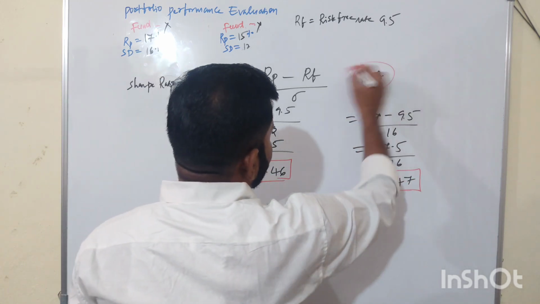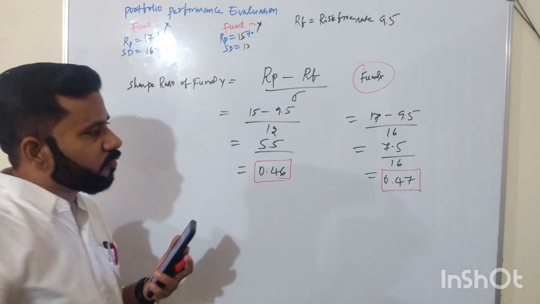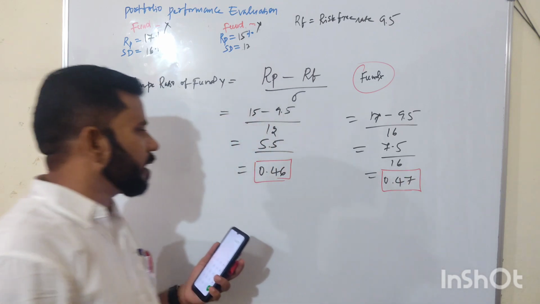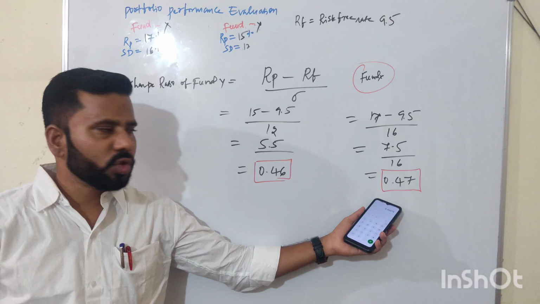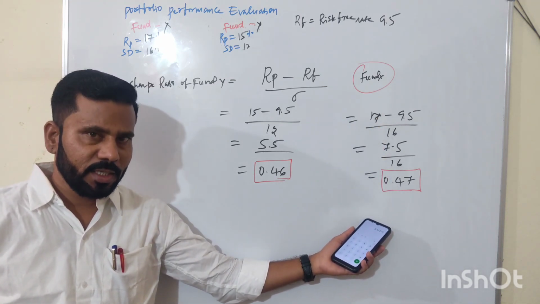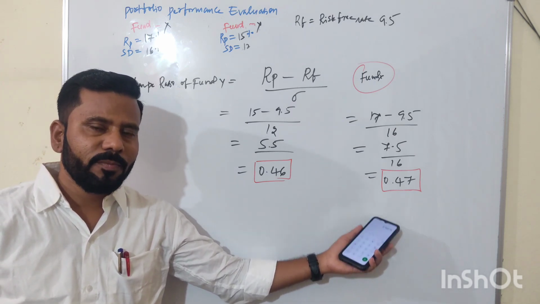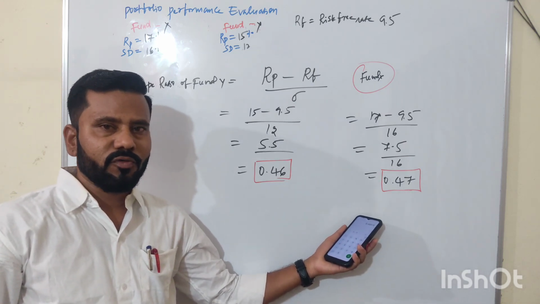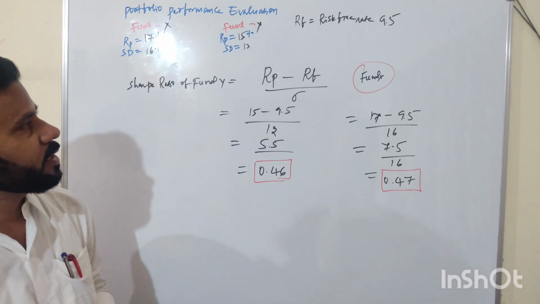For Fund X the answer is 0.47, and for Fund Y the answer is 0.46. So which is the highest one? When we make a comparison, definitely Fund X's Sharpe ratio is higher. The portfolio whose Sharpe ratio is higher is considered the better performing portfolio. So in our problem, the Fund X portfolio is the better one.